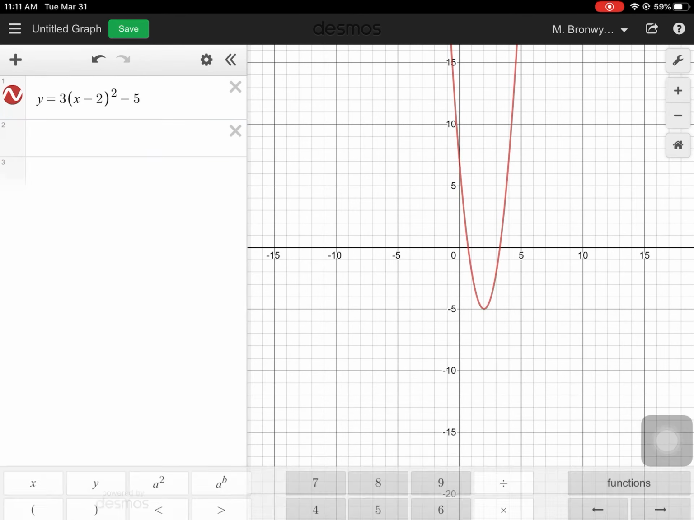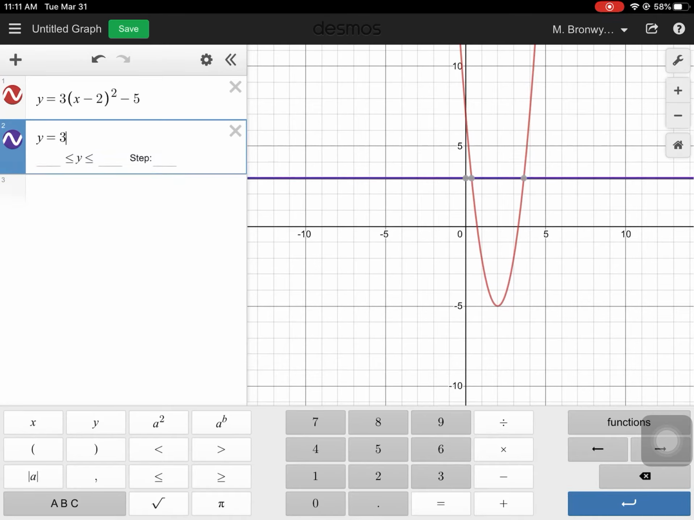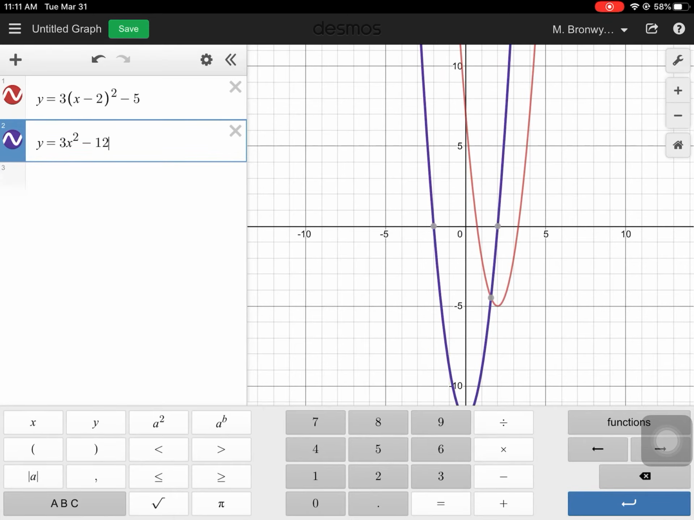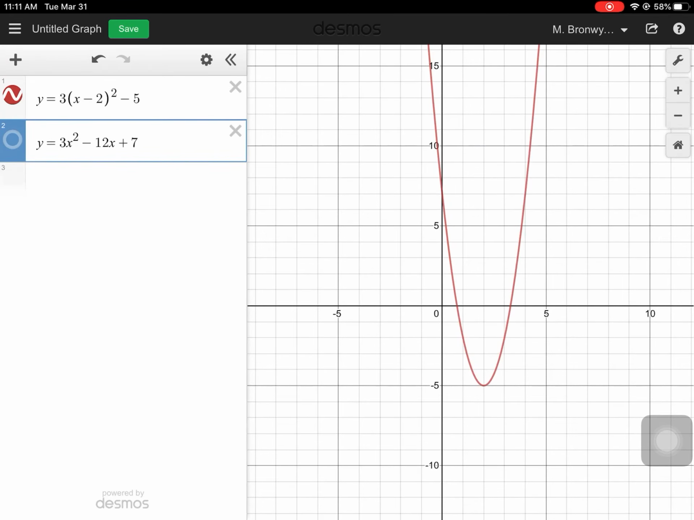I've already got the one form graphed. So I'm going to go ahead and type in the other form. It was y equals 3x squared minus 12x plus 7. And what we're seeing is that we get the exact same graph. So there's the red one. That's the first one up here. And we get the exact same set of points when we plug in the second one. So yes, we can look at that and say for sure that's a quadratic equation.